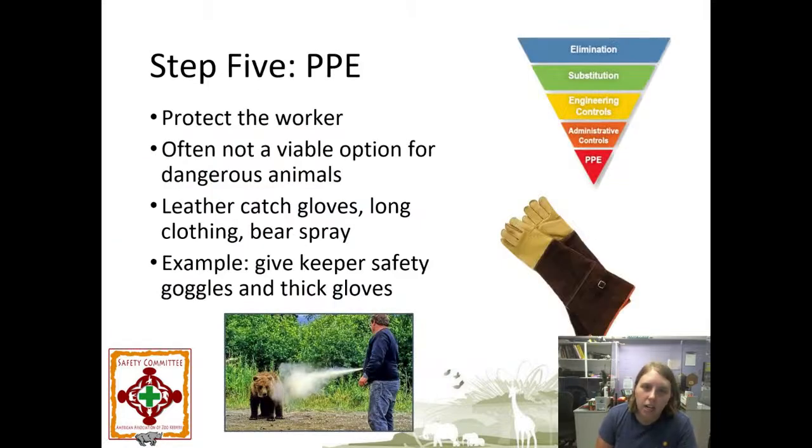Step 5 is PPE, personal protective equipment. Most of us are familiar with PPE because we're all wearing masks, right? But us in zoos, we've been using PPE for a long time. So PPE is designed to protect the worker. It is your last resort. And it's often not a viable option with dangerous animals, sometimes with animals in general. If somebody gave me any amount of PPE and told me to go in an enclosure with a lion or a bear or a tiger or honestly even an elephant, I think I would say no. I would not feel safe.